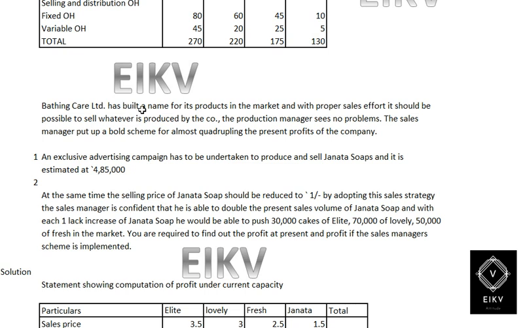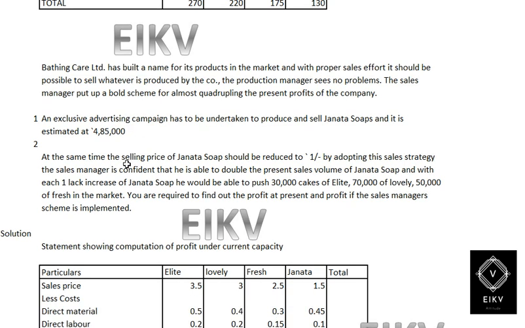Further, the question: Bathcare Limited has built a name for its products in the market, and with proper sales effort, it should be possible to sell whatever is produced by the company. The production manager sees no problem. The sales manager put up a bold scheme for almost doubling the present profit of the company. And then they have given 2 points.